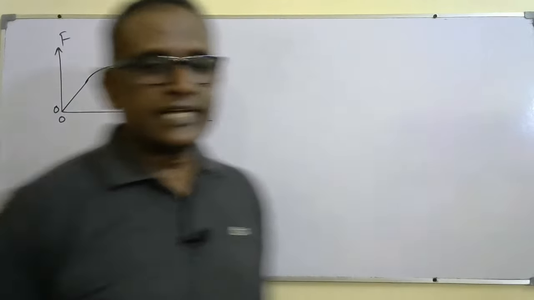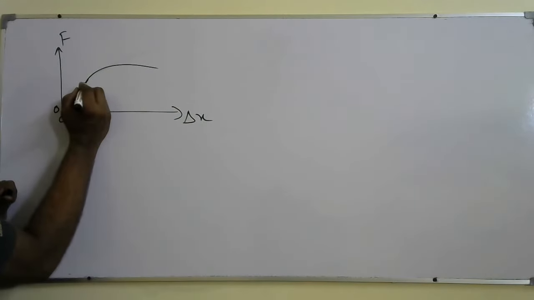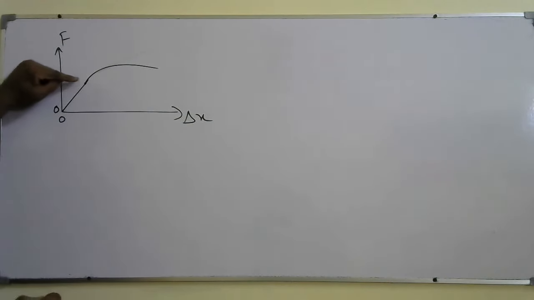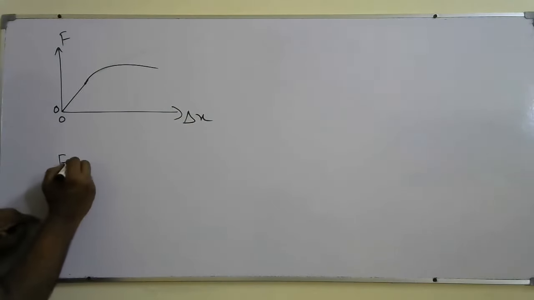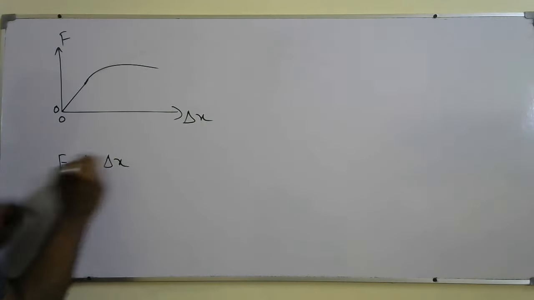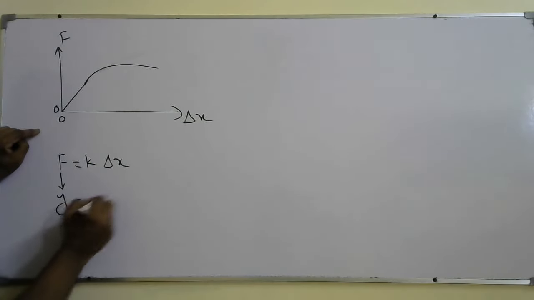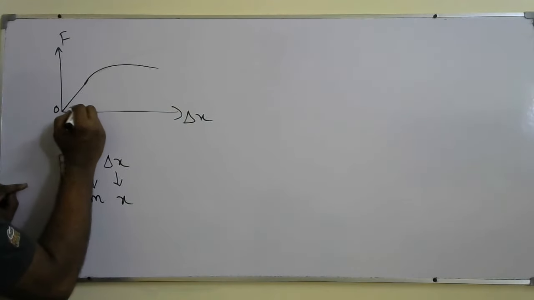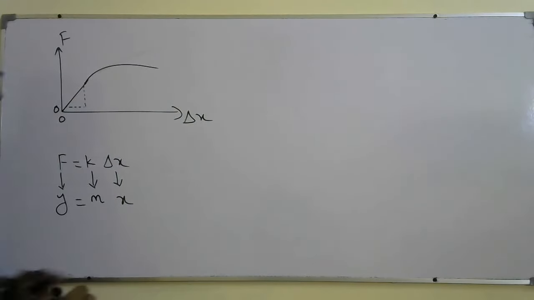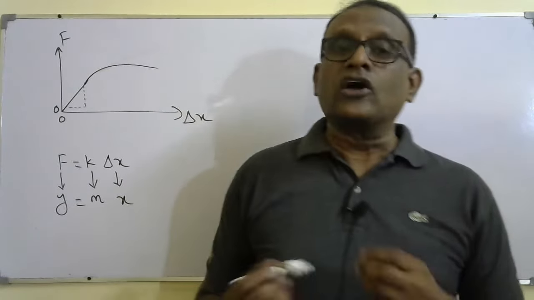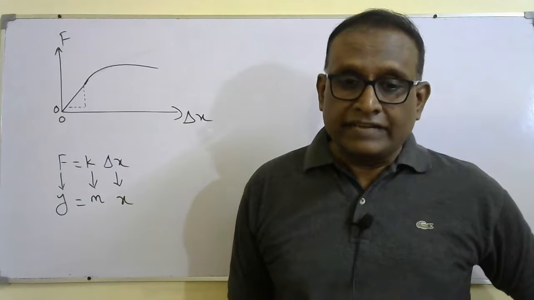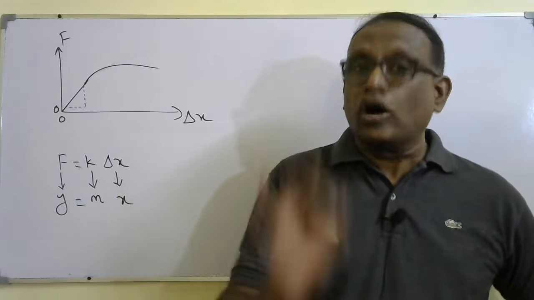If the force-extension graph is a straight line only up to here, this is the limit of proportionality. For the gradient of the linear portion, you know F equals K delta x, with F on the y-axis and delta x on the x-axis. So K is given by the gradient. The gradient of the linear portion of the graph gives the force constant or spring constant K, or generally, the stiffness of the given object.